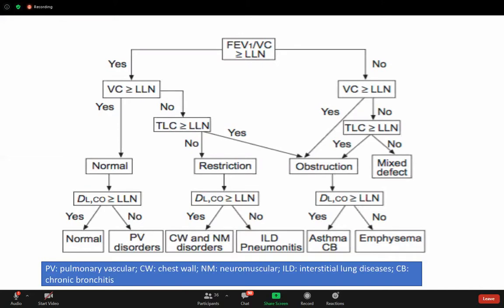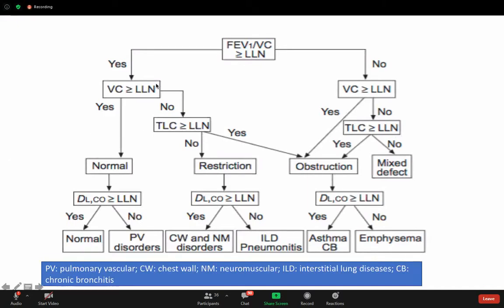Because a lot of lung diseases will destroy this alveolar gas exchange, which is going to lead to low DLCO. For example, in emphysema, you're going to have a destruction of the alveoli. So when you check that DLCO, it's going to be low. Compare that to asthma and chronic bronchitis, where it will be normal, because those are diseases affecting the bronchioles and the bronchi more than the alveoli.